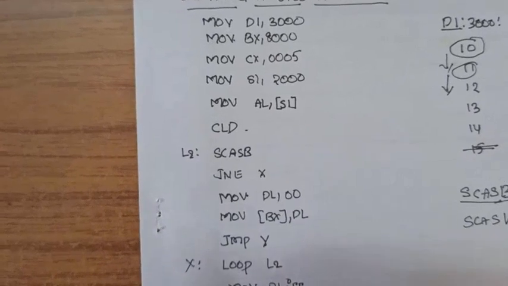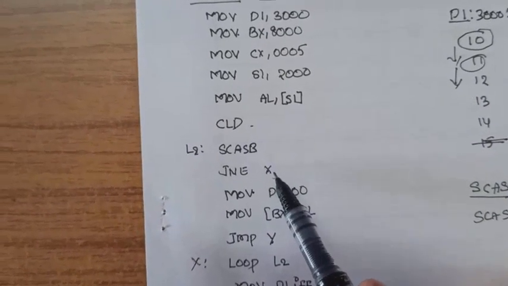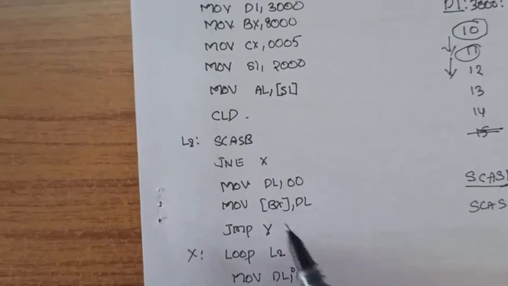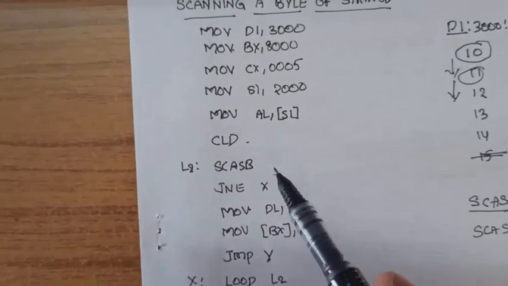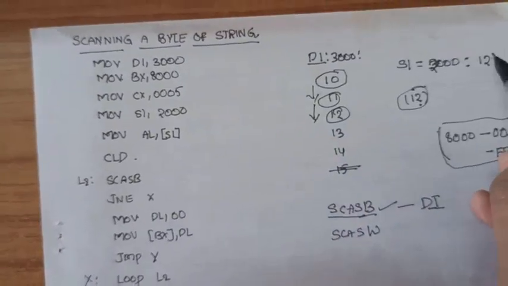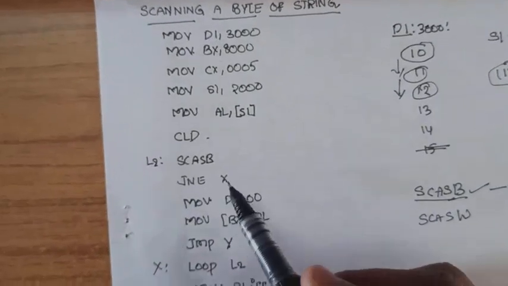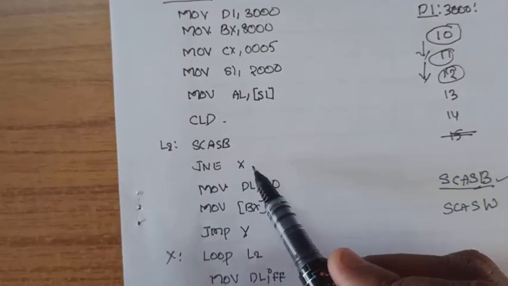Now after 11 also we don't find any equality, so jump if not equal, again it goes here, loop L2. Now it scans one more data, which is 12. The given data to be scanned is also 12. Now it compares, and these two are equal. So now the jump if not equal condition fails.